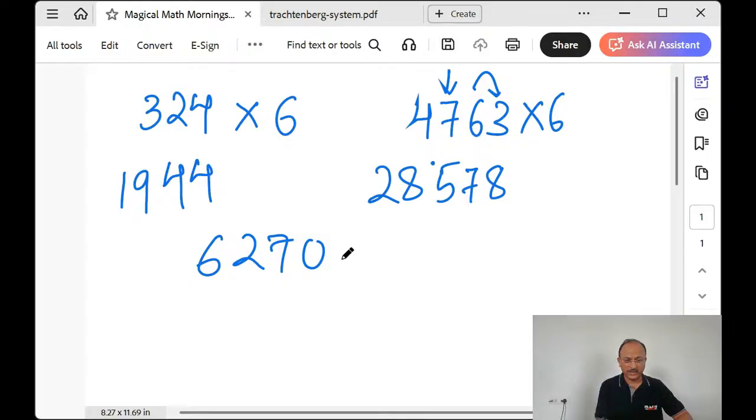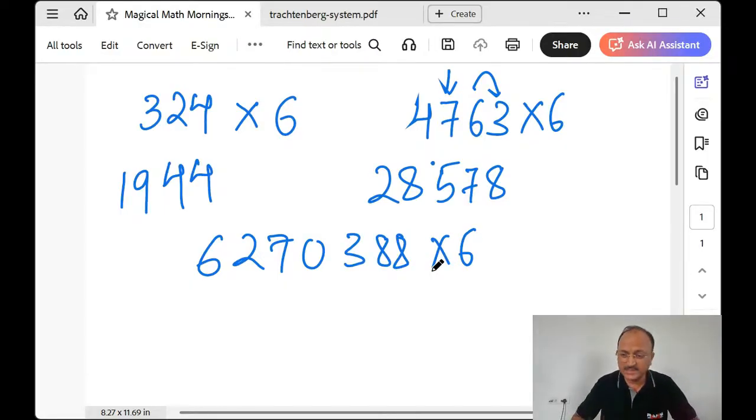6270388 into 6. Do this. 6,270,388 into 6. I'll give you some time and then I will start writing it. Okay, I have given you the lead time. Now I'll also start.